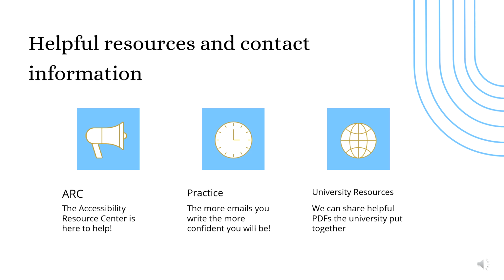Thank you all for listening, and please reach out to the following resources on campus if you need extra help in writing emails. The Accessibility Resources Center email is arc@newhaven.edu, and our phone number is 203-932-7332. The more emails you write, the more confident you will be.